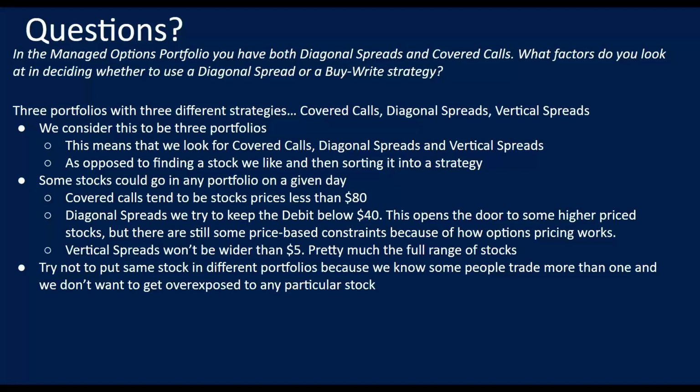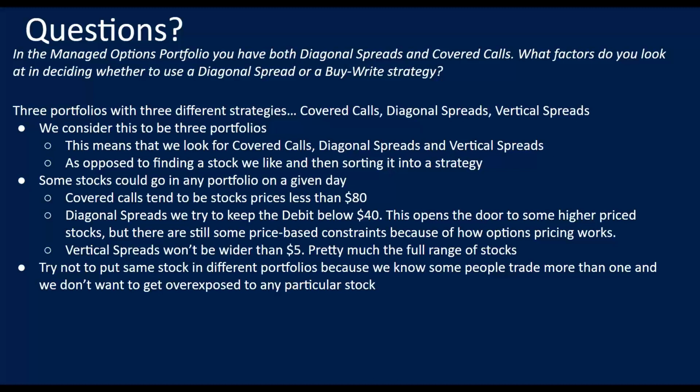You try not to do a diagonal spread where the amount at risk is more than some percentage of the stock price. With something like Amazon, I don't want to put more than a third of the price of the stock into a diagonal spread. Well, hey, that's still a real expensive trade if you're looking at something like Amazon. So there's still some constraint. And then vertical spreads, nothing wider than $5. So that opens up pretty much the full range of stocks.